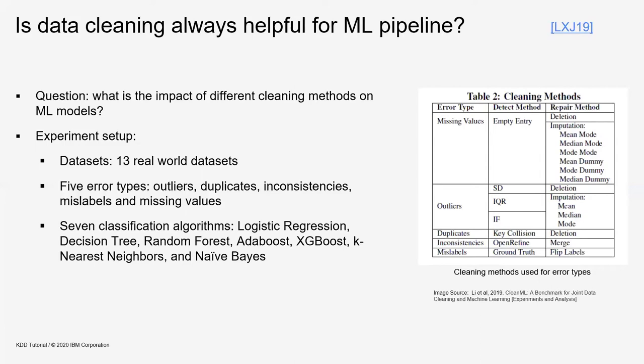This is how they have done the study. Their experimental setup is they've chosen 13 real world datasets and five error types, which are outliers, duplicates, inconsistencies, mislabels or noisy labels, and missing values. They've chosen a suite of seven standard classification algorithms, and basically tested whether, given a particular error type, if I clean that error type, will it always impact my classification algorithm in a positive way? That is the first question: what will be the impact of this cleaning on the machine learning algorithm?